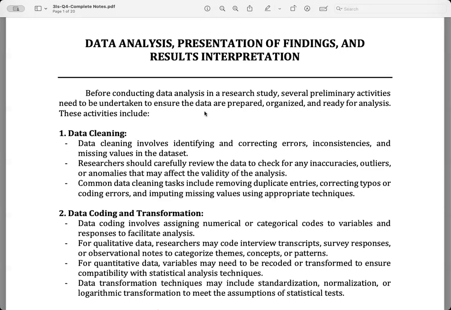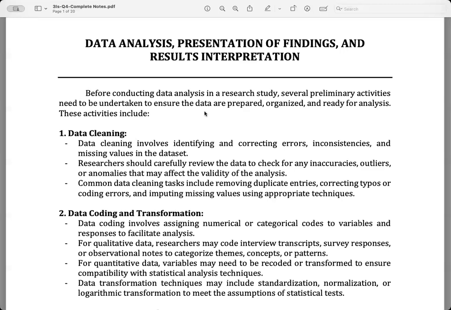Okay, so I want you to pay attention to this discussion as we go through the data analysis, presentation of findings, and results interpretation. So we begin with preliminary activities, and these are crucial steps before data analysis. So here, we have to remember that your data should be processable. I don't know if there's a term for such, but the data is ready for processing.